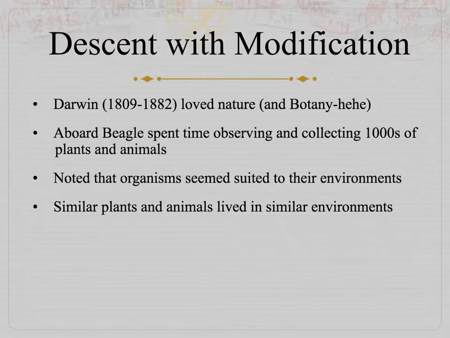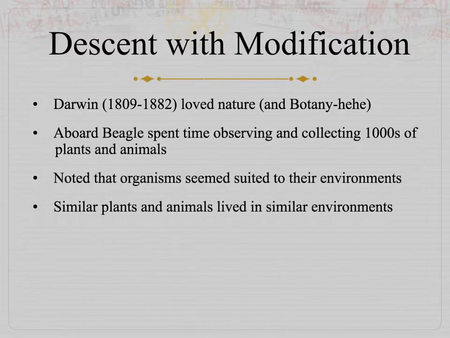Okay? So he was looking for patterns and things in nature, taking many samples, and spent lots and lots of time on this boat, drawing, observing, collecting thousands of plants and animals. What Darwin noticed or noted was that organisms seemed to be suited or fit to their environments. No matter where they traveled on the Beagle, there seemed to be organisms in that particular area that had just the right traits for living in that area.